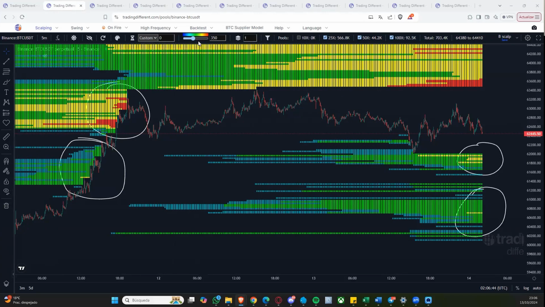Now let's mainly look at how the liquidity volume bar works. Remember, this is a heat map, which means the red and yellow areas are warmer. Warm areas have higher concentrations of liquidity, and cold areas have less liquidity. By simply moving the color bar, I can see the liquidity within the chart.